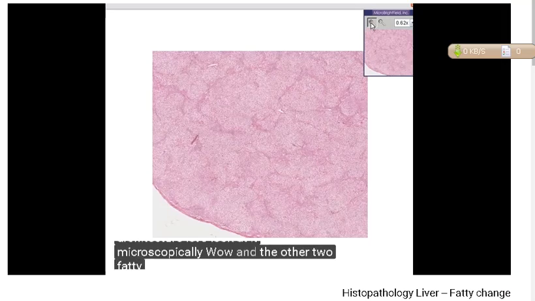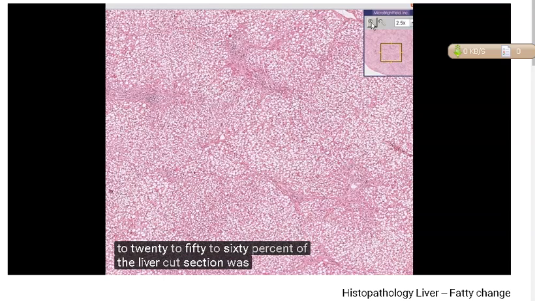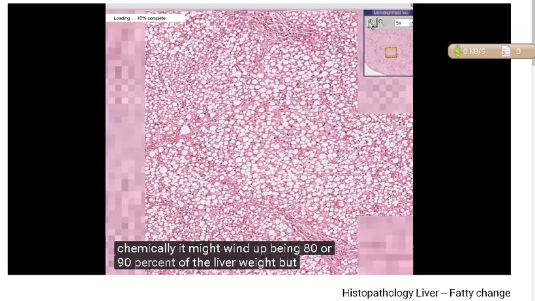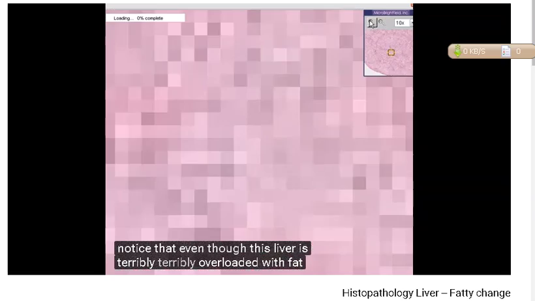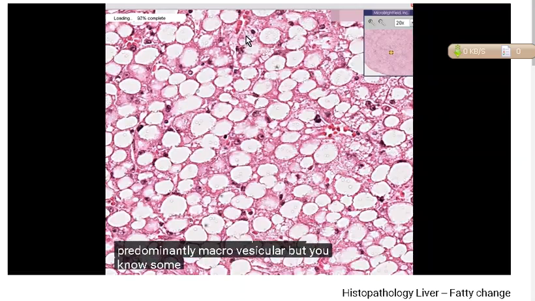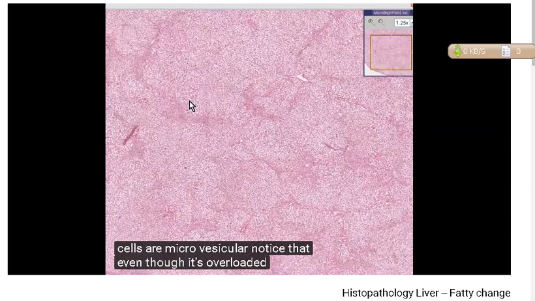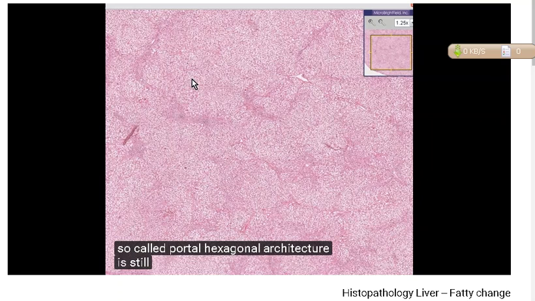Wow. In the other two fatty livers, we guessed maybe from 10 to 20 to 50 to 60% of the liver cut section was fat. Here, I would probably guess that if you dissolved all the fat out of this liver chemically, it might wind up being 80 or 90% of the liver weight. But notice that even though this liver is terribly, terribly overloaded with fat, which is what all these spaces are, predominantly macrovesicular, but you know some of these little vacuoles within cells are microvesicular. Notice that even though it's overloaded with fat, the so-called portal hexagonal architecture is still preserved.